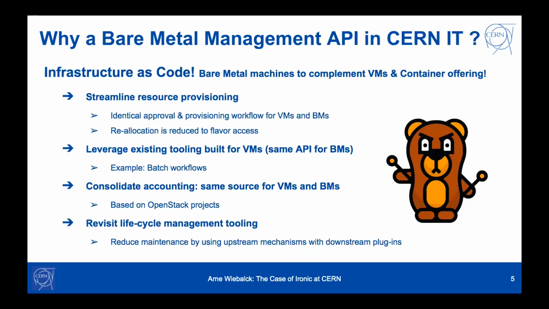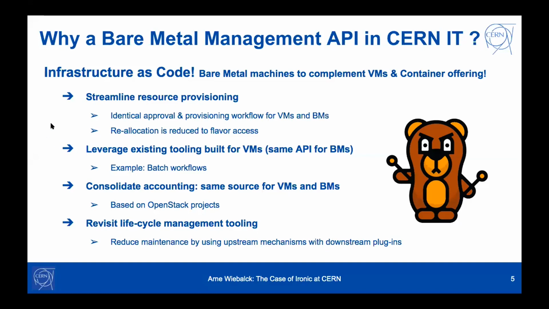So why do we use Ironic, or why do we use a bare metal management API in CERN IT? This, of course, follows a little bit the infrastructure as code paradigm. There was always the need at CERN IT, in addition to the VMs and the container offering that OpenStack provides, to also provide physical machines. My favorite example is experiments that try to tune their experiment code, and they cannot afford to do this on a virtual machine where the performance fluctuates and maybe fluctuates more than the tuning that they do.